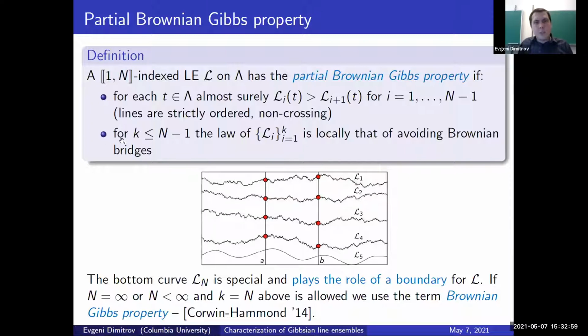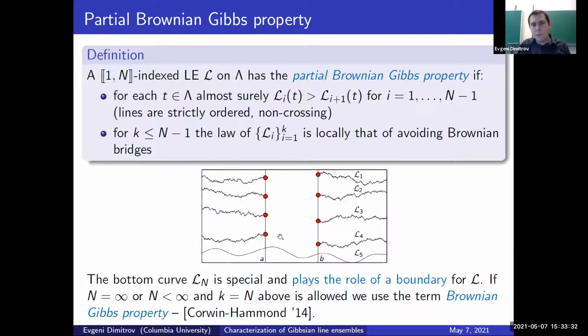And then the second condition is that for any finite number k, which is less than the total number of lines in your ensemble, you want the local distribution of the top k curves to be described by avoiding Brownian bridges. One way to think about this second condition is that you want the law of your ensemble to be invariant with respect to the following resampling procedure. You first sample your line ensemble, and you get something like this, and you fix 2 times, little a and little b. Then you erase the top k curves from your ensemble between these 2 times, and you arrive at a picture like this. And then you proceed to fill in the gap.